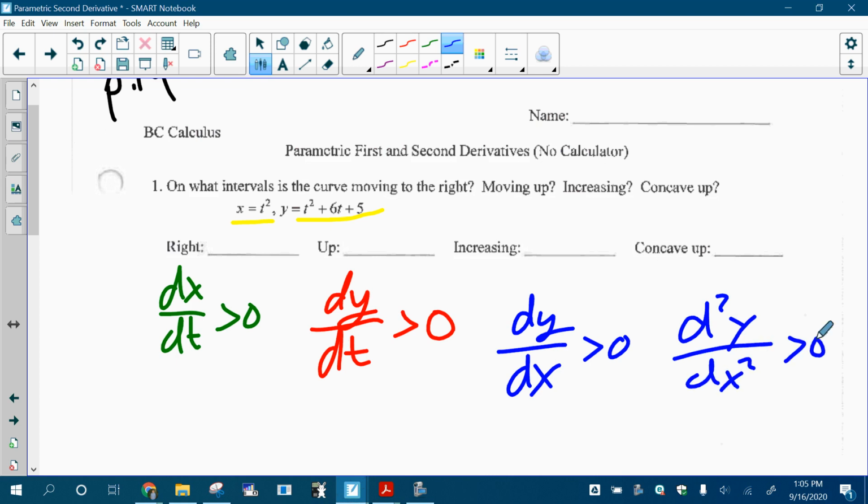Take a look at this. Know this. This is important. I can't tell you how many kids I ask, when is the function moving up? And they tell me when dy/dx is positive. I'm like, nah, bro. Nah.